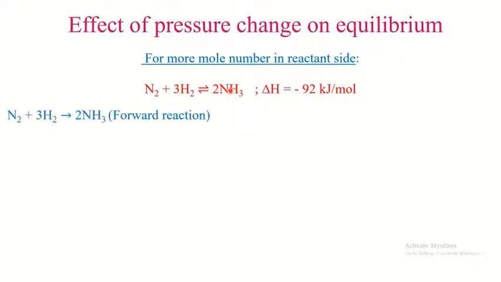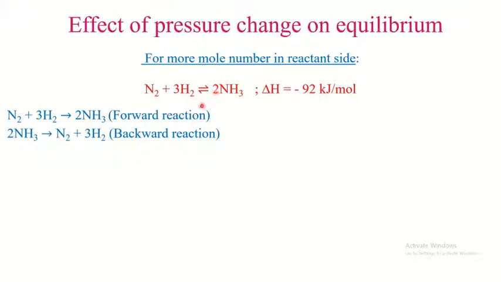Now for this reaction, the forward reaction, you know that when ammonia is produced from nitrogen and hydrogen, this is the forward reaction, and when ammonia is decomposed to produce nitrogen and hydrogen, this is the backward reaction of this reversible reaction. Now, in this reaction, if pressure is increased, look, here the mole number of reactant is more. Where the mole number is more, there the pressure is also more. So, on the reactant side, there is more pressure than the product side.